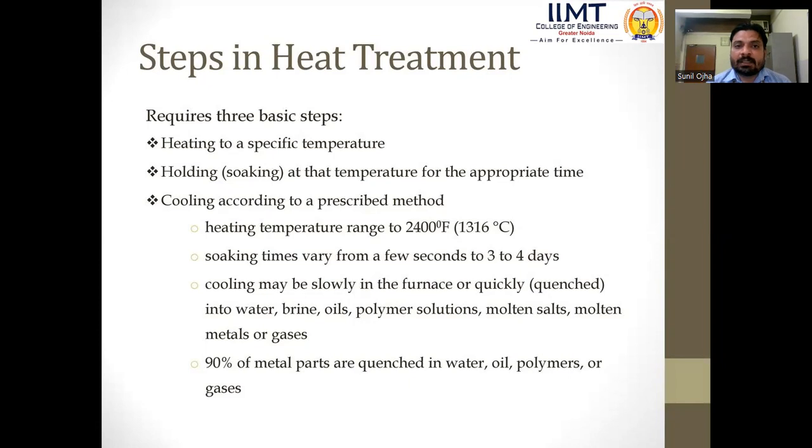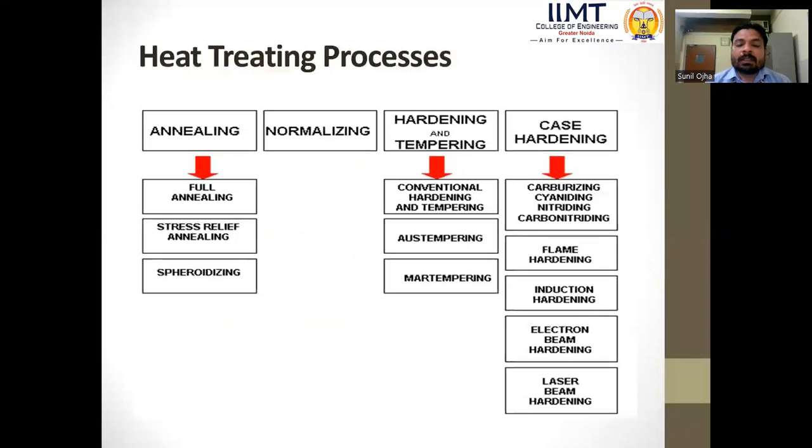So these are the steps in heat treatment. There are three basic steps: heating, holding or soaking, and cooling at different rates as per requirement. So here there are various types of heat treatment processes.